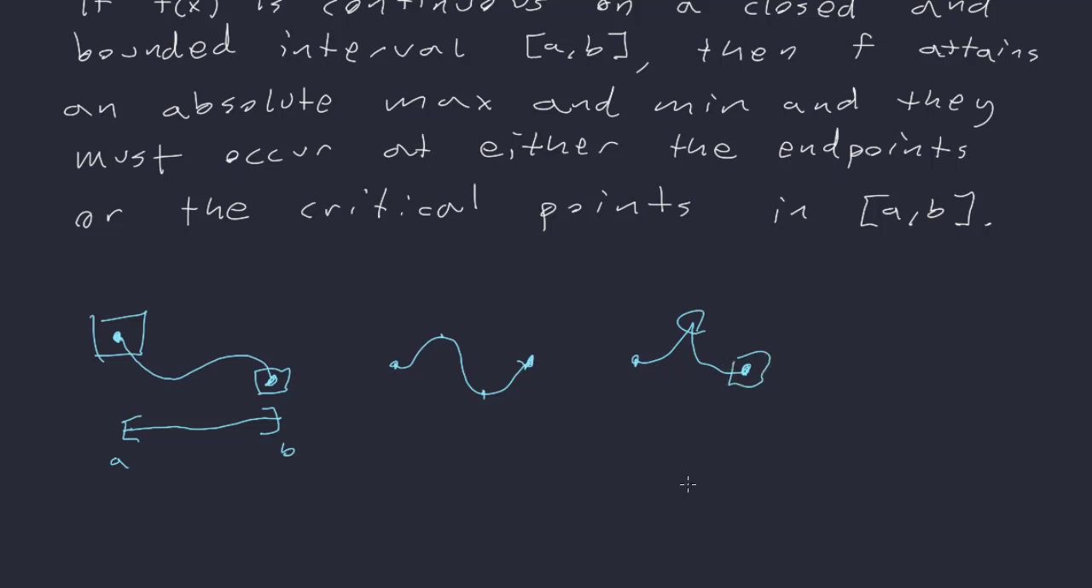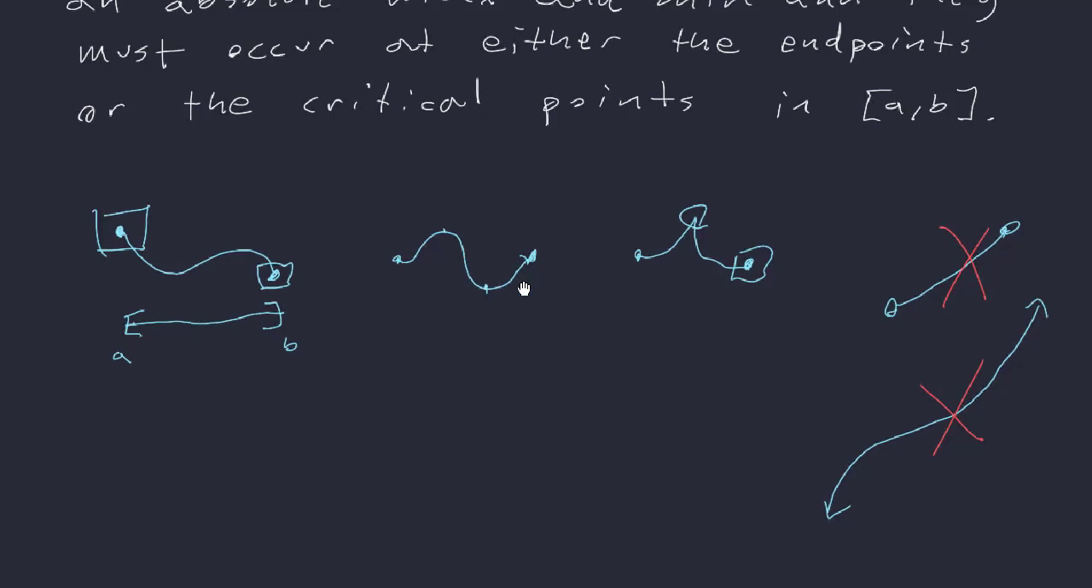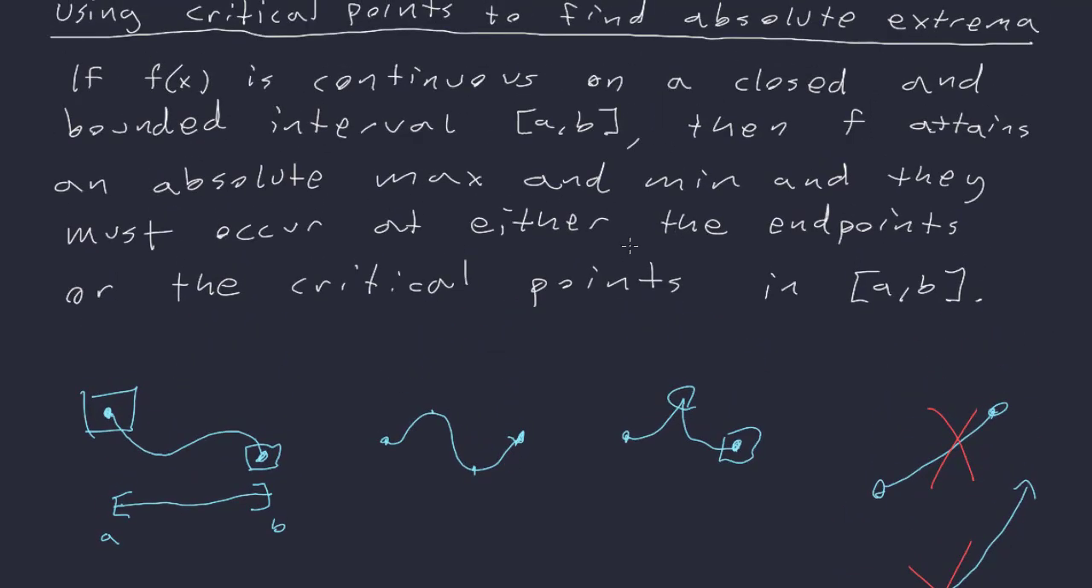Now, if it's not a closed interval, say if it's open, you could have situations like this, where you would have no absolute max or min. If the interval's not bounded, you can have situations like this, where the function goes on forever in every direction, and there's no absolute max or min either. But if you are on a closed, bounded interval and the function is continuous, you must have an absolute max and an absolute min, and they will only ever occur at critical points or at the endpoints.